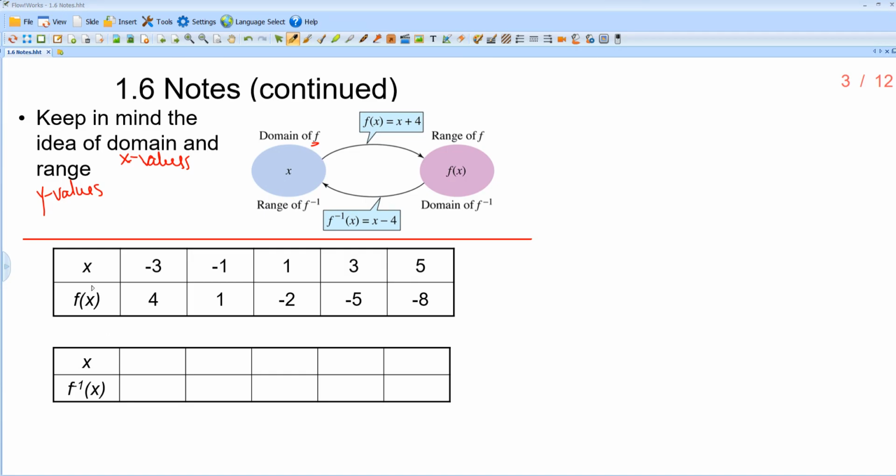So now if we look at this table, I have a table that's relating x to f of x, and I'm asked to fill out a table relating x to f inverse of x. And again, we just want to use this idea that what happens in an inverse is x and y just switch. So instead of being this coordinate (-3, 4), it becomes (4, -3). Instead of (-1, 1), it becomes (1, -1). (1, -2) becomes (-2, 1). (3, -5) becomes (-5, 3). And (-8, 5). We're literally just switching x and y.